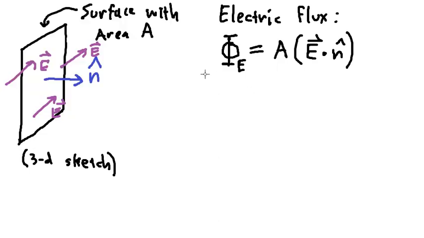Okay, so if we have a surface with an area of A, we have an electric field like this, and we have the normal vector n hat. The electric flux through the surface, capital Phi is for flux, is the area times the dot product of the electric field with the normal hat vector to the area.